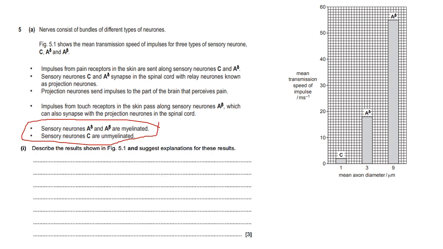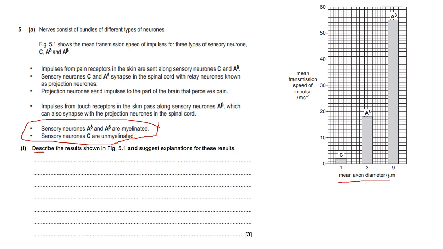So let's see what the question says. Describe the results shown in figure 5.1 and suggest explanations. So again, whenever you are asked to describe, it is telling you to show or to put in words the trend that you see. That's what describe means. So when you look at this graph, what is the trend that you see?